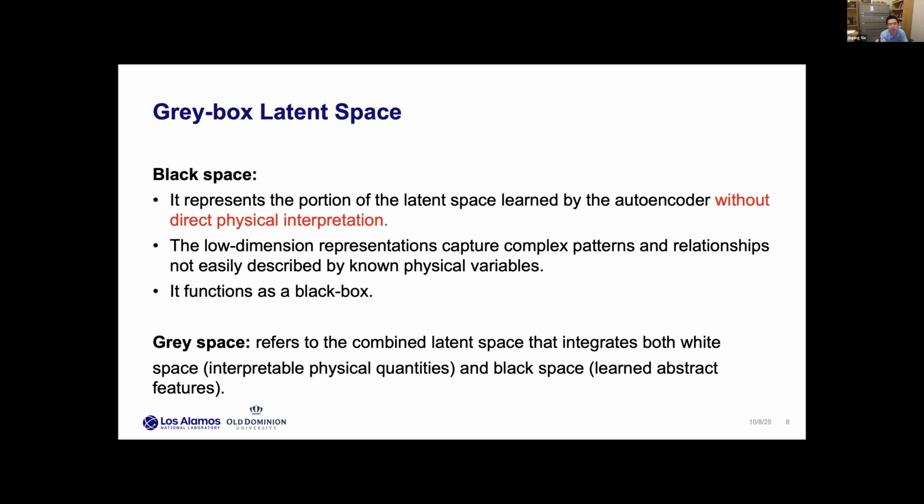And the black space represents a portion of the latent space learned by the machine learning model. In this case, we use the autoencoder without direct physical interpretation. So there's no physical meaning for the black space. The low-dimensional representations capture complex patterns and relationships not easily described by known physical variables. Generally we know that this functions as a black box, like a neural network-based autoencoder. So the green space refers to the combination of the white space and the black space.